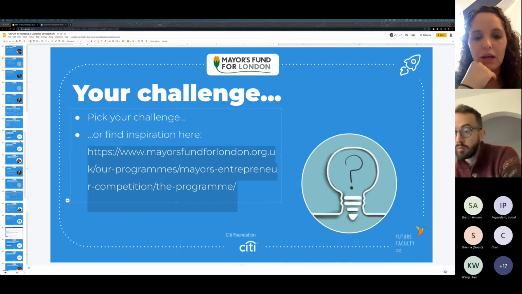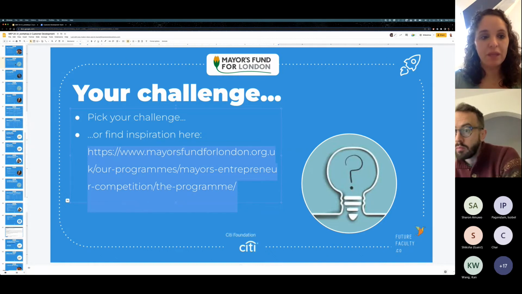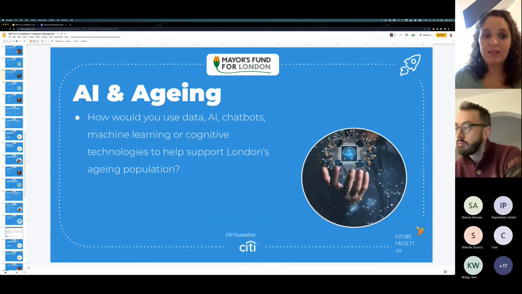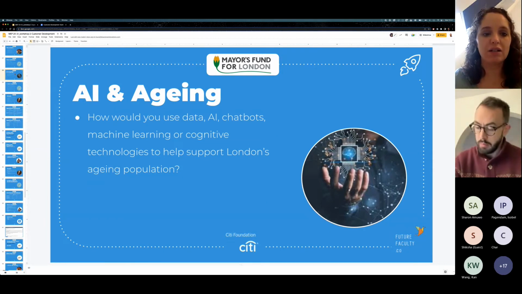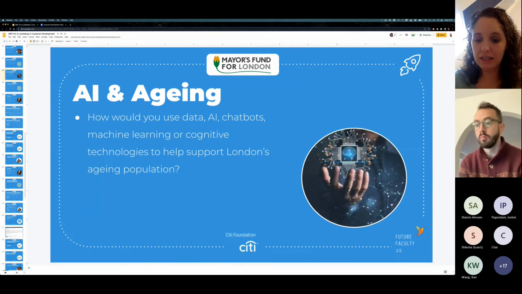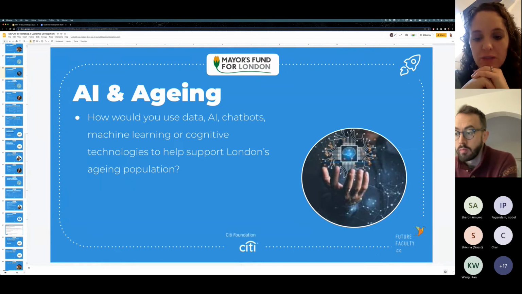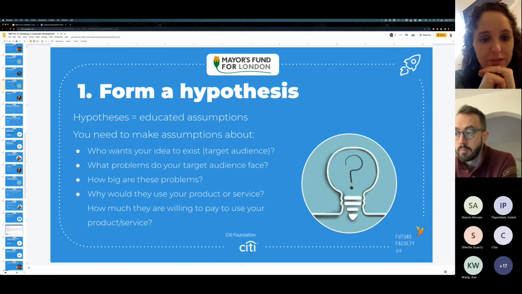And we're going to use this example going forward in the next few stages. So the next slide shows the example that we're going to use. So it's taking AI and aging, and it's asking how would you use data, AI, chatbots, sort of machine learning or cognitive technologies to help support London's aging population. So that's ultimately the idea. But we will show you how that transpires in the questions and the problem that we're looking for in the next few slides.